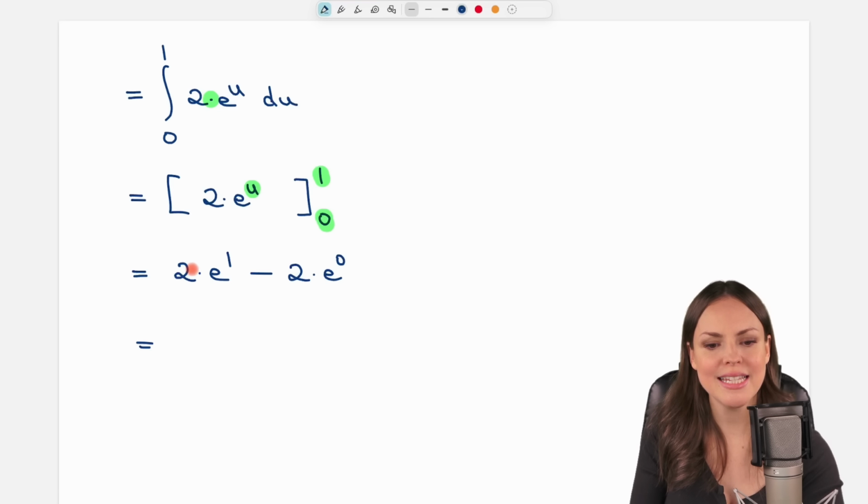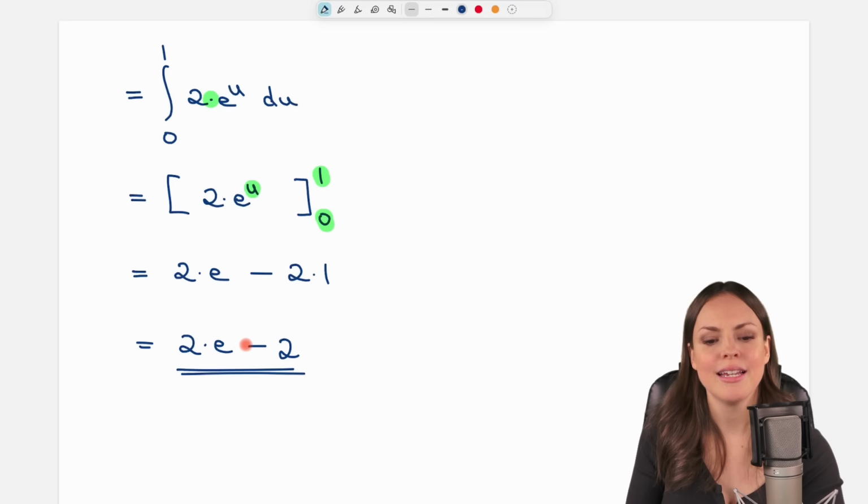Let's simplify this. 2 times e to the power of 1 is just 2e, minus 2 times e to the power of 0. Something to the power of 0 is always equal to 1. So we have 2 times 1 here, which is just 2. And this is the value of our integral.